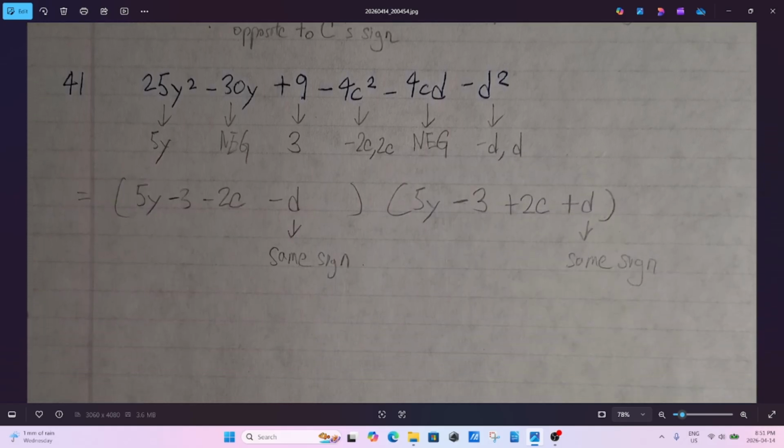Question 41. We get a 5y, right? And it's negative in the middle. And we get a 3 for the positive 9 when we try to think about what number squared gets you that. So it would be 5y minus 3. So that's set in stone.